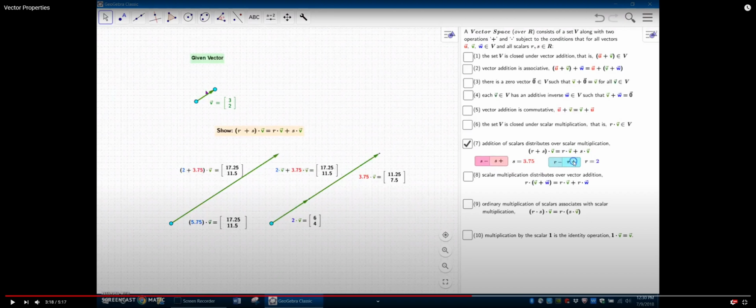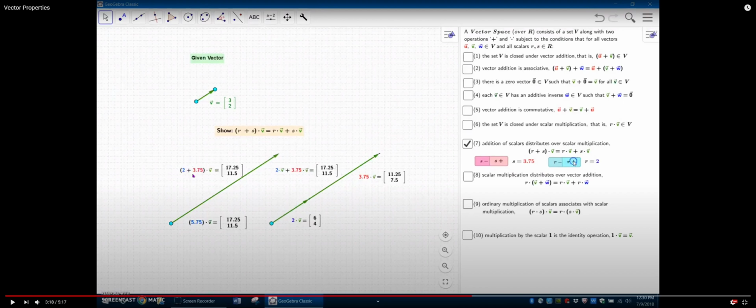So the vector v that he's using here is the vector 3, 2, and he wants to demonstrate the scalar addition distributing over your vector. Now the scalars he is using are 2 and 3.75, so r is 2 and s is 3.75. Here he adds r to s, so 2 plus 3.75, which is 5.75.